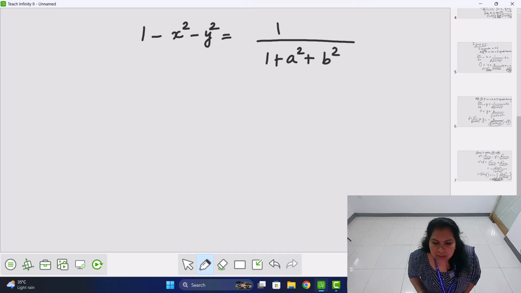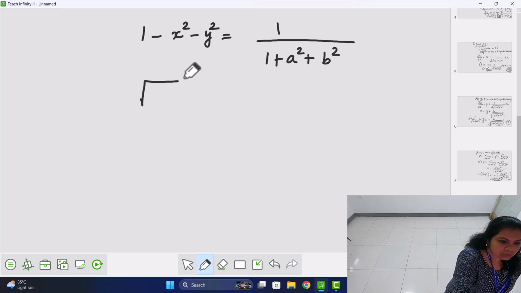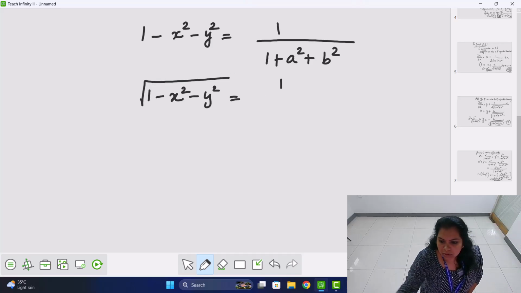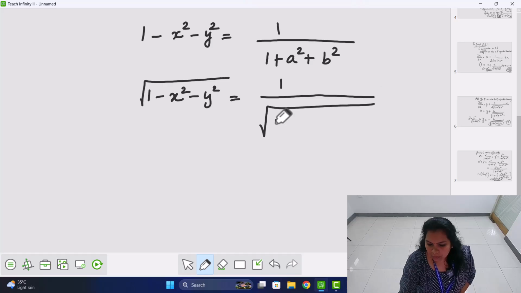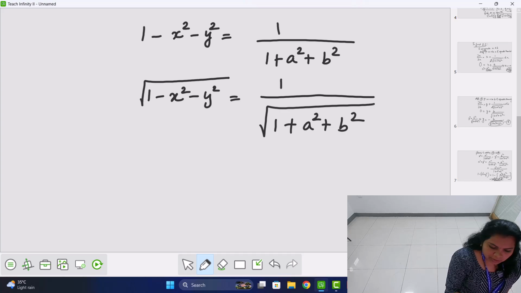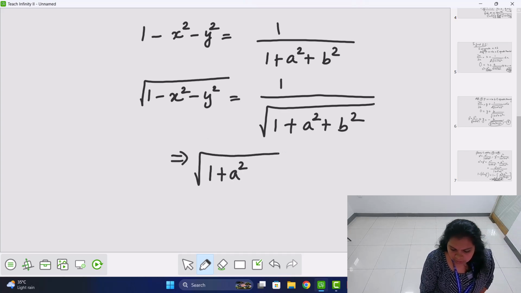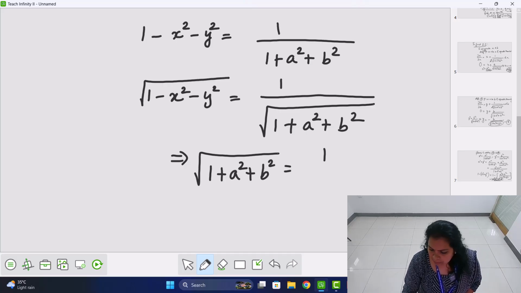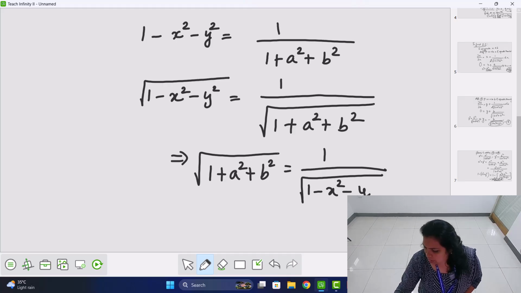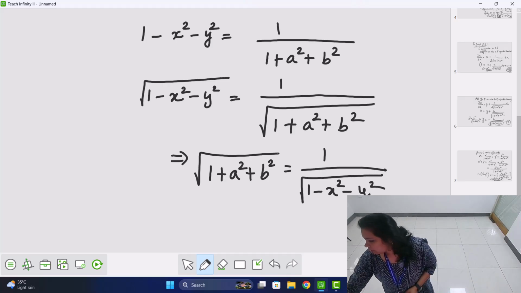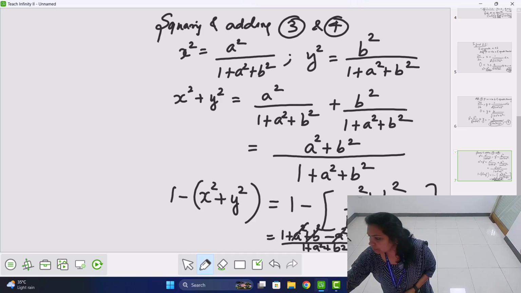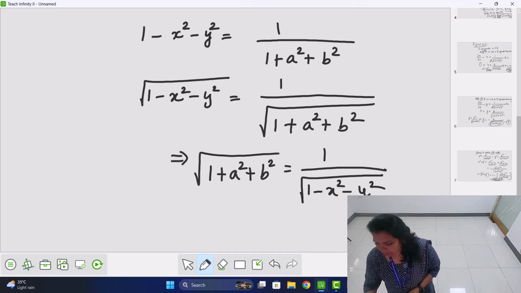So we got the term, but what we have to do is we are going to find the square root only. So when you take the square root, you will get under root 1 plus a square plus b square. So from here, what do you get? Square root of 1 plus a square plus b square is equal to what? 1 by, just replace the term. So this we will take as equation number, already we named the equation as 4, so we will take it as equation number 5.